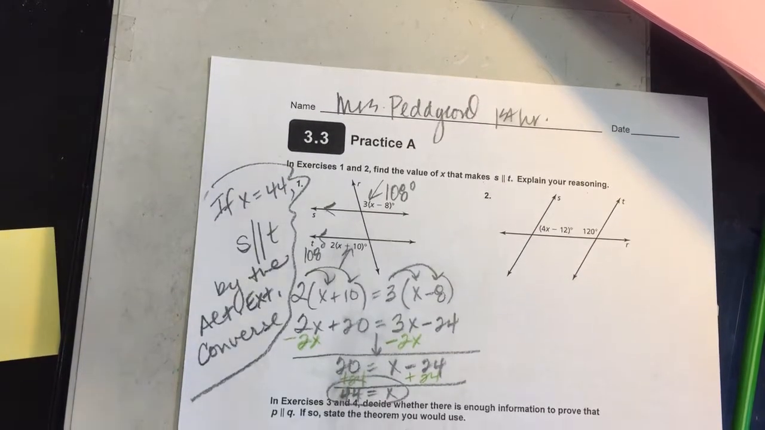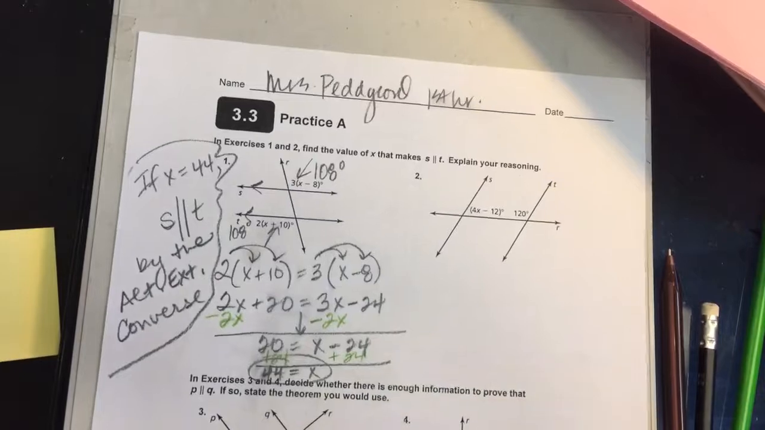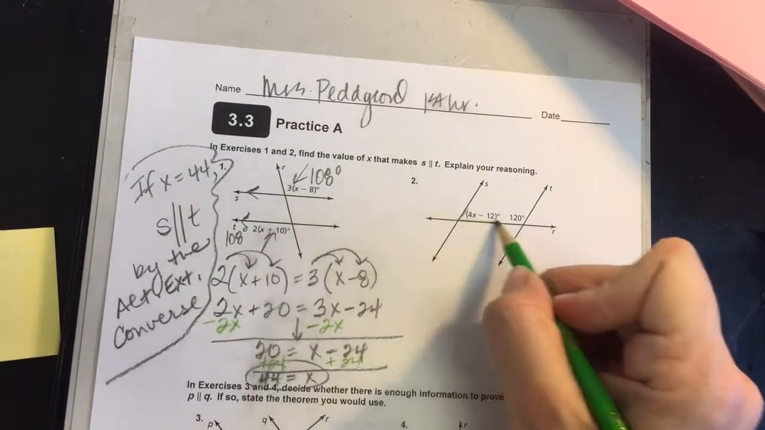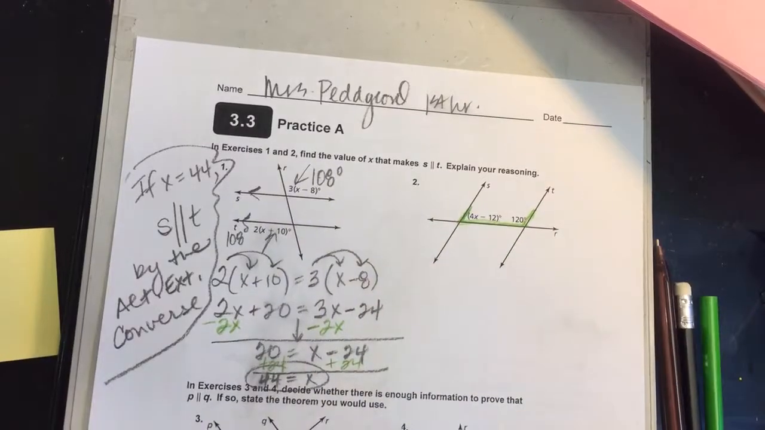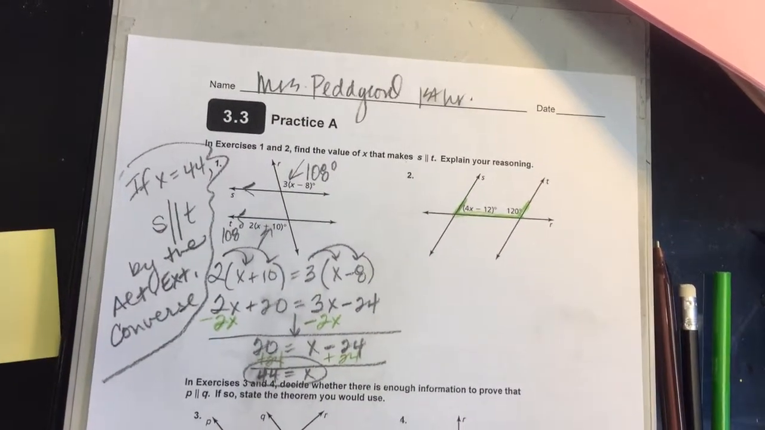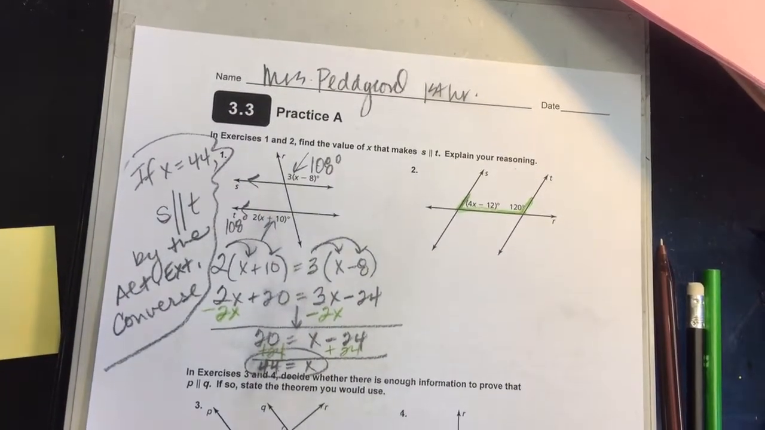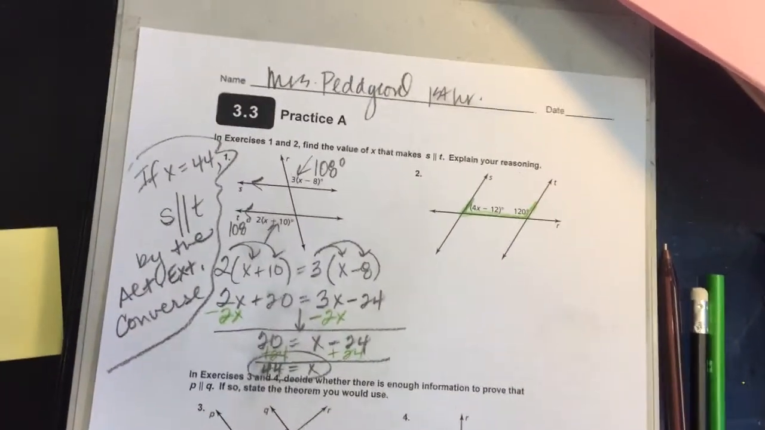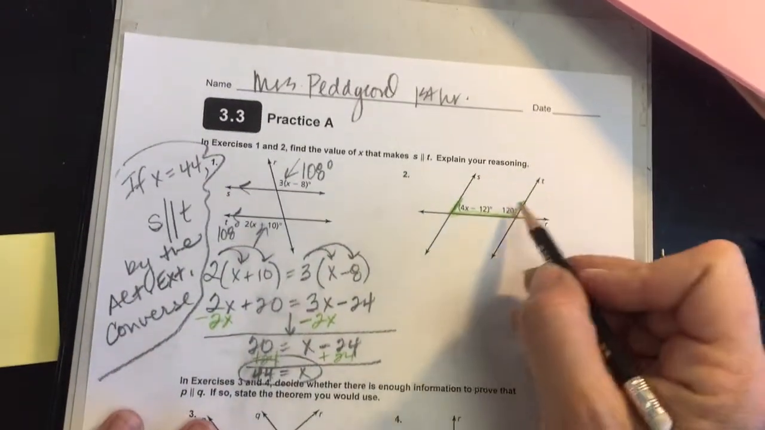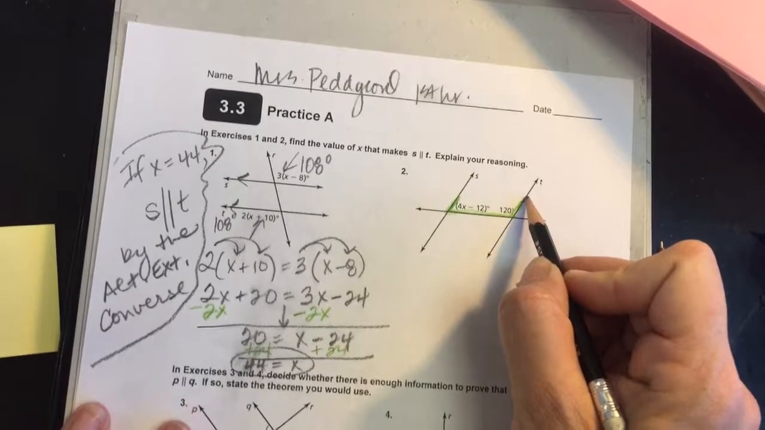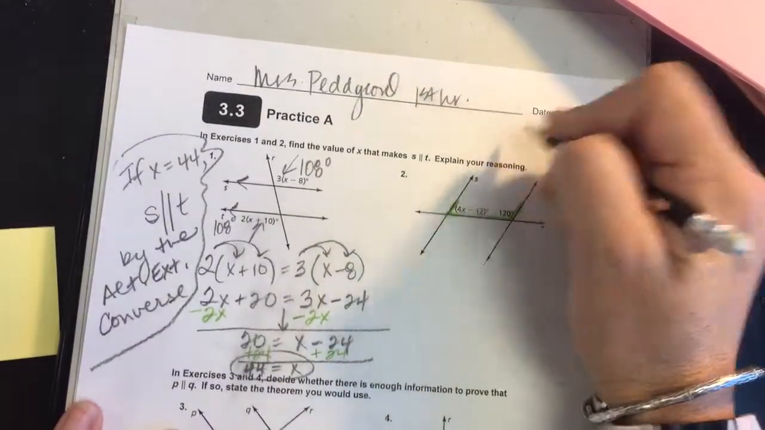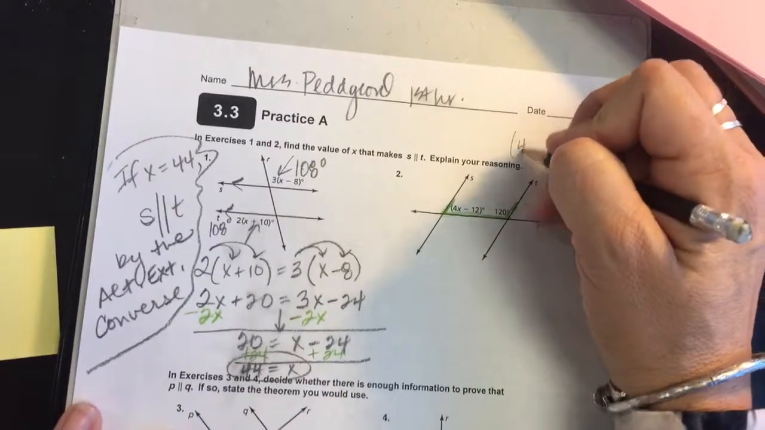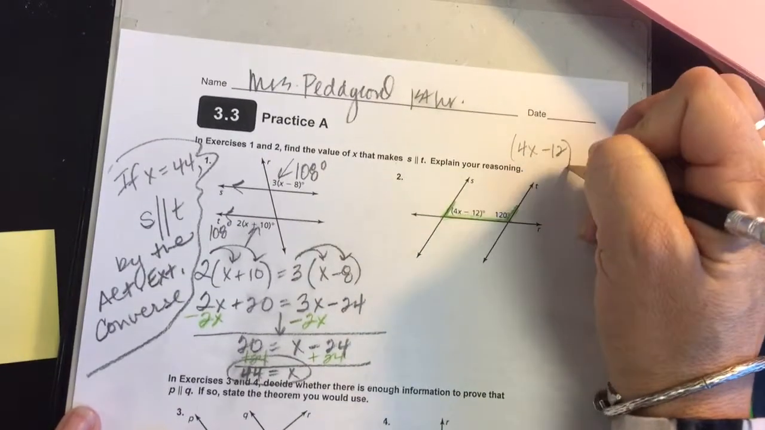Now, number 2, when I look at how these two are set up, this is giving me some consecutive interiors. And what I know about consecutive interiors, especially when I'm trying to prove parallel lines, is that if they add to 180 degrees, then the lines in between are parallel. So if 4x minus 12 plus 120, and I'm going to approach this just a hair different. I've been mentioning these different strategies.